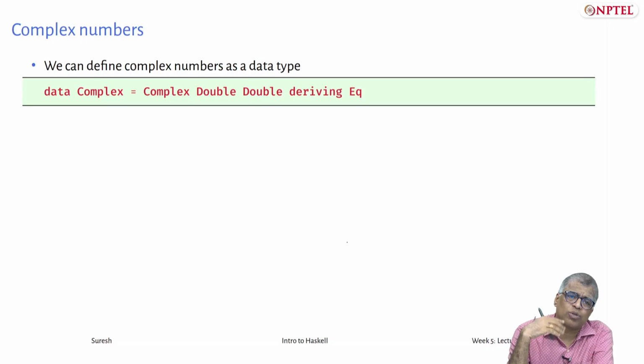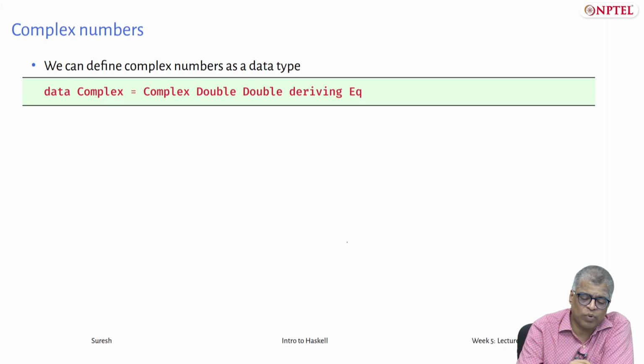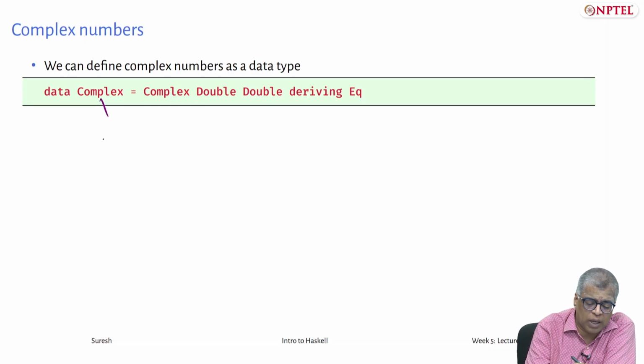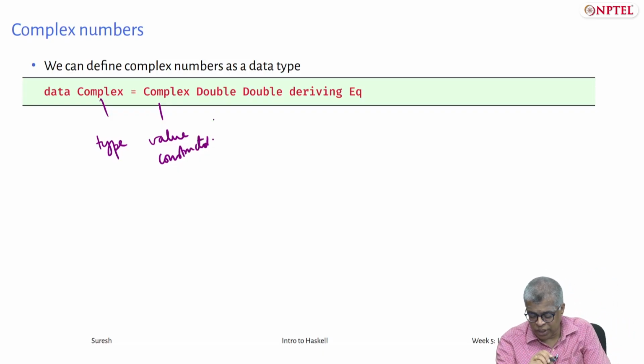Some more examples. So we have now seen a few things. We have seen some basic data types being defined. We saw the deriving keyword, we saw the instance keyword, and then we have seen record syntax. You can do various things. For instance, here is a way of defining complex numbers as a data type. Data complex equals complex double double. This is the name of the type. Once again, this is the name of the value constructor. And you can say deriving equality.